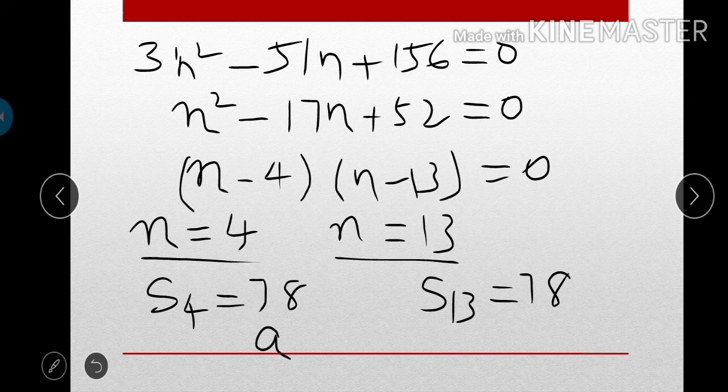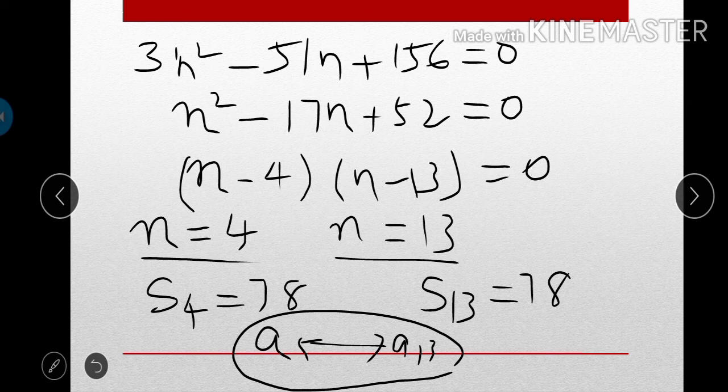Terms from the fifth term to the 13th term, if I add them up, I'll get 0 because in between I have positive as well as negative values. Adding up that I'll get 0. That is why we get 78 again on adding 13 terms. So it is very important to understand why we get two values. Sometimes it is asked in the board exam.